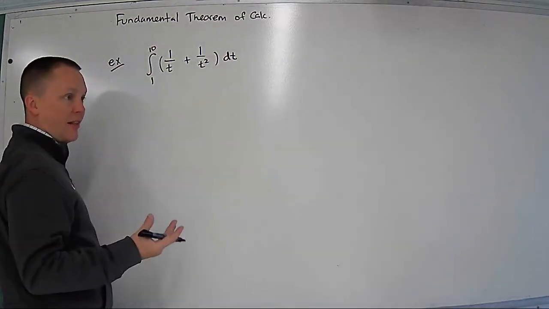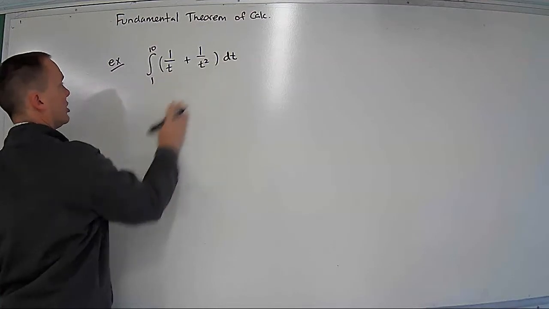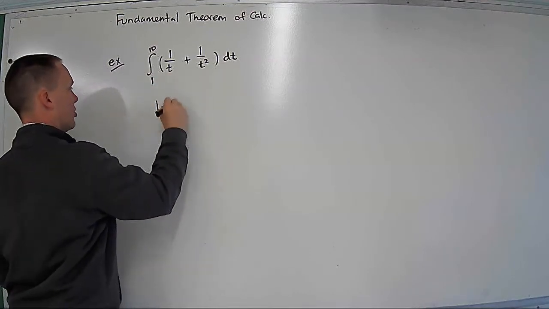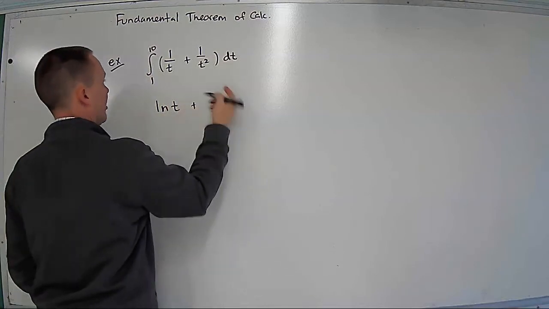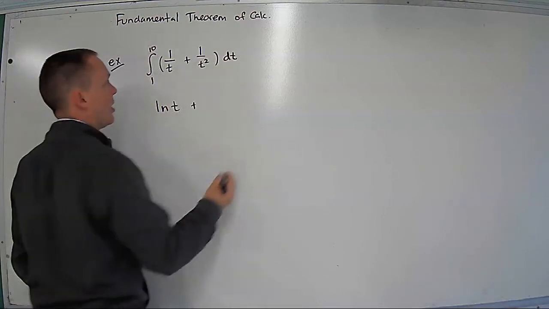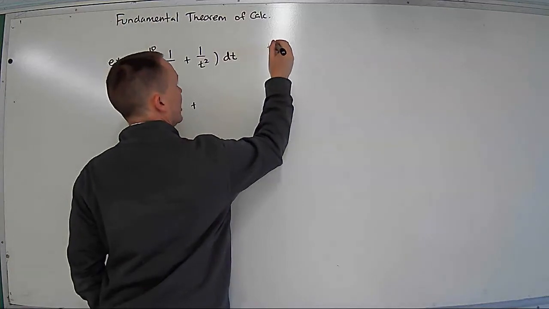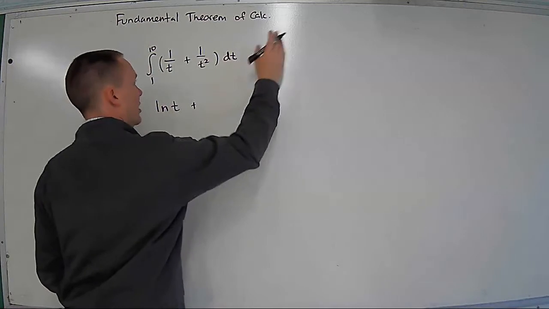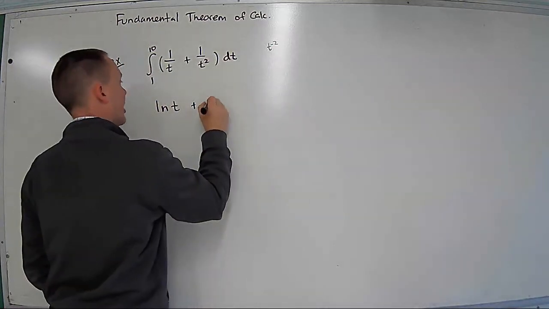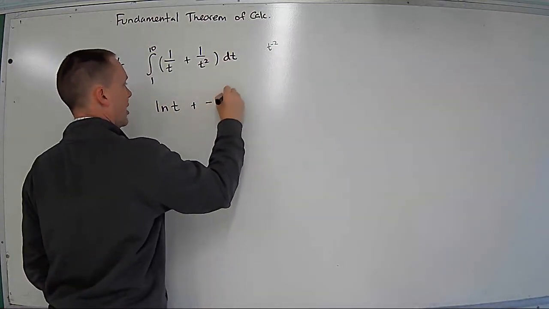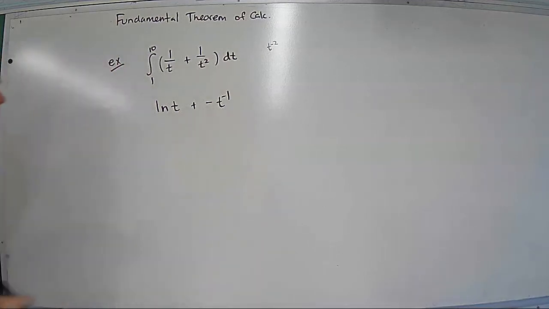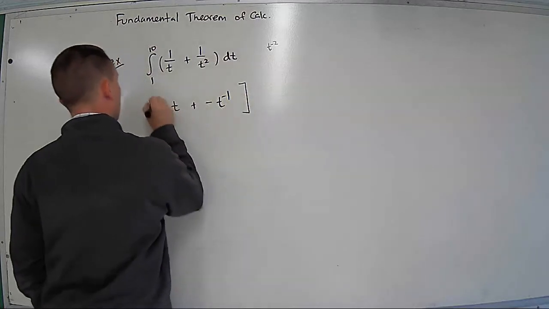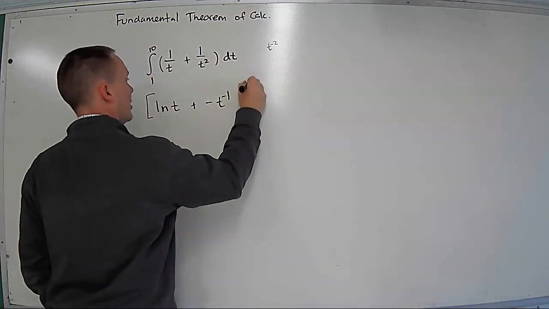First step is to find the antiderivative of this function here. So the antiderivative of 1 over t is the natural log of t, plus, and then the antiderivative of 1 over t squared, you've got to think about that as t to the negative 2, and then anti-differentiate that, add 1 to the exponent and flip it. That's going to be negative t to the negative 1, okay? And then I'm going to evaluate this from 1 to 10.